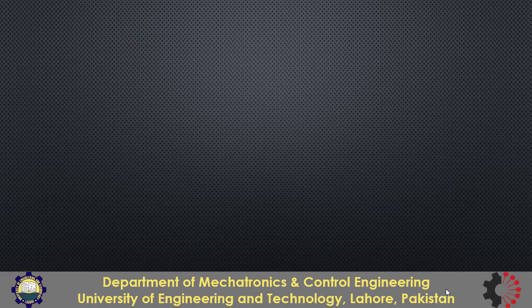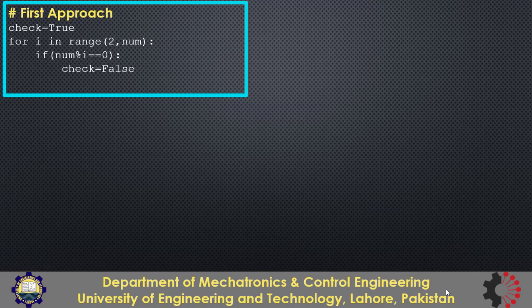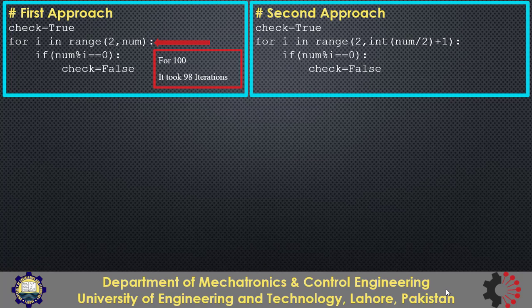So here is the summary of different approaches that we use to determine if a number is a prime number or not. In the first approach, we had iterations from 2 to num minus 1. So if num is 100, it means the iterations will be from 2 to 99, meaning that there will be a total of 98 iterations. In the second approach, we said that the maximum factor of any number will be num by 2. So we changed the stop value of that range function to num by 2 plus 1, and in case of 100, it will be from 2 to 50, which means that there will be 49 iterations.